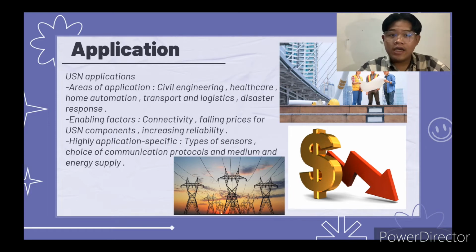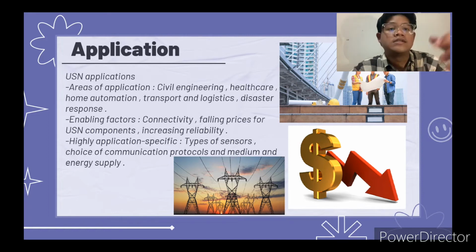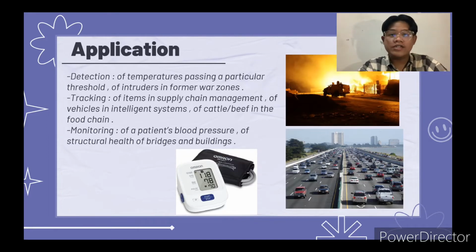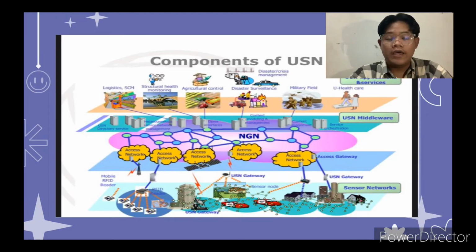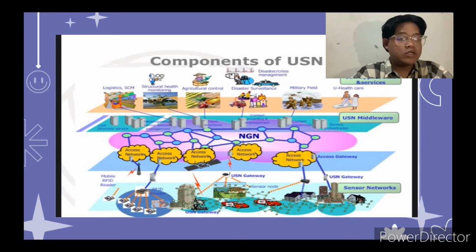Third, it is highly application specific: types of sensor, choice of communication protocols and medium, energy supplies. The fourth one is detection: of temperatures passing a particular threshold, of intruders, of bushfires, of landmines in former war zones. Next is tracking: of items in supply chain management, of vehicles in intelligent transport systems, of cattle or beef in the food chain. And lastly, monitoring: of a patient's blood pressure, of structural health of bridges and buildings, and finally of inhospitable environments. After I explain the applications of USN, we come to the components of USN.